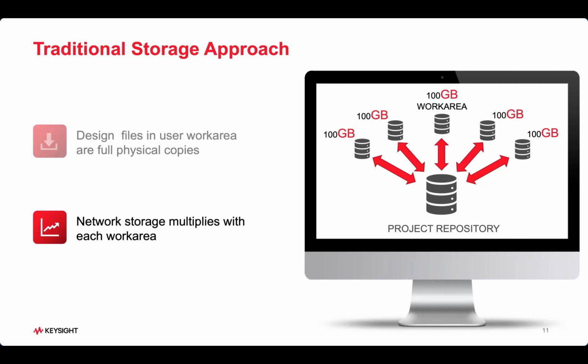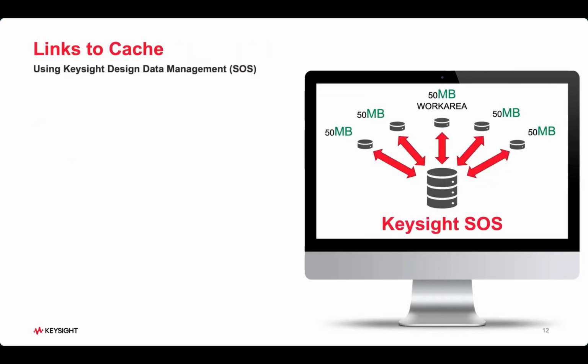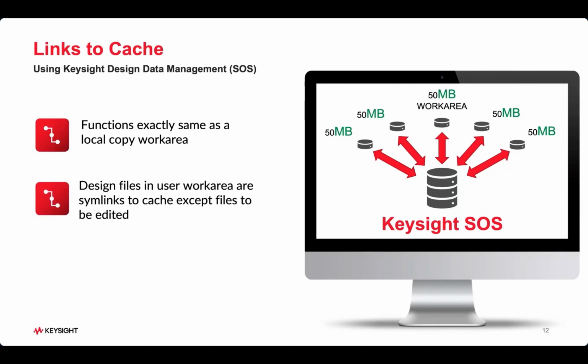So, with more users getting added to the project, you can see that the disk space allocation increases, and you would definitely need a lot more network storage as well. So this just multiplies with more projects and more users working on those projects. The way Keysight's data management solution addresses this challenge is that we have work area models that have the same kind of flexibility as a local copy work area, but instead of having physical files in the work area, we're taking advantage of symlinks.